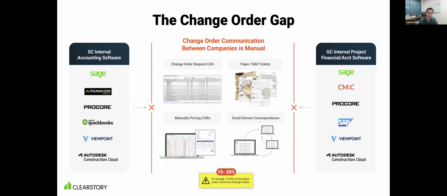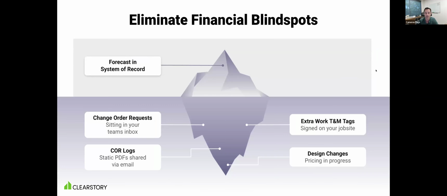So again, Clearstory, we focus on the change order gap, so the things in the middle there, and how that kind of manifests. And this is both for specialty contractors and GCs. Ultimately, what you're trying to do is understand if your forecast internally matches what your counterparty thinks is out there.